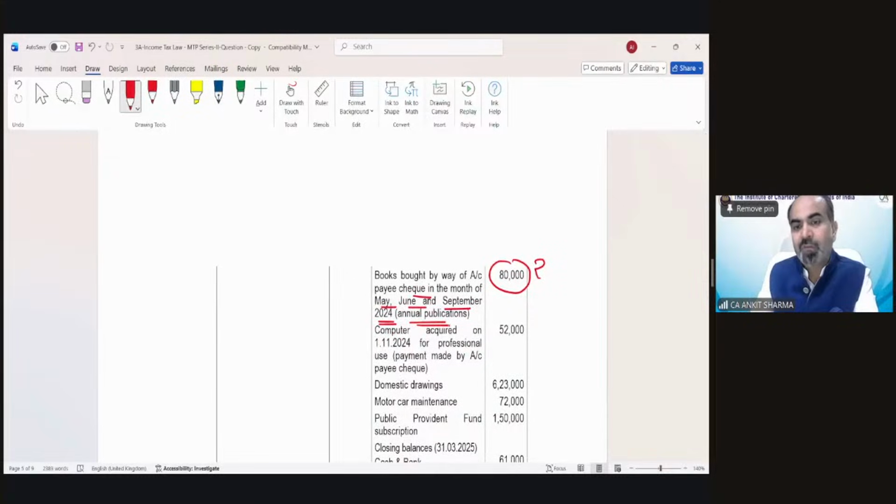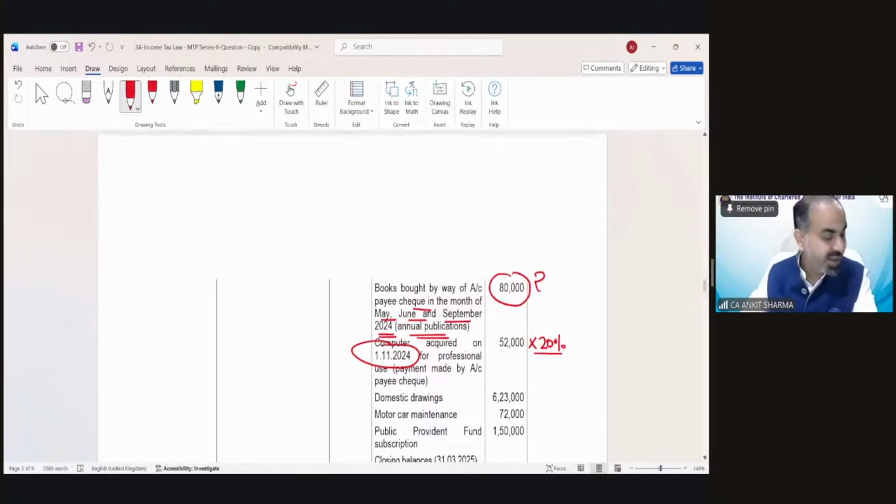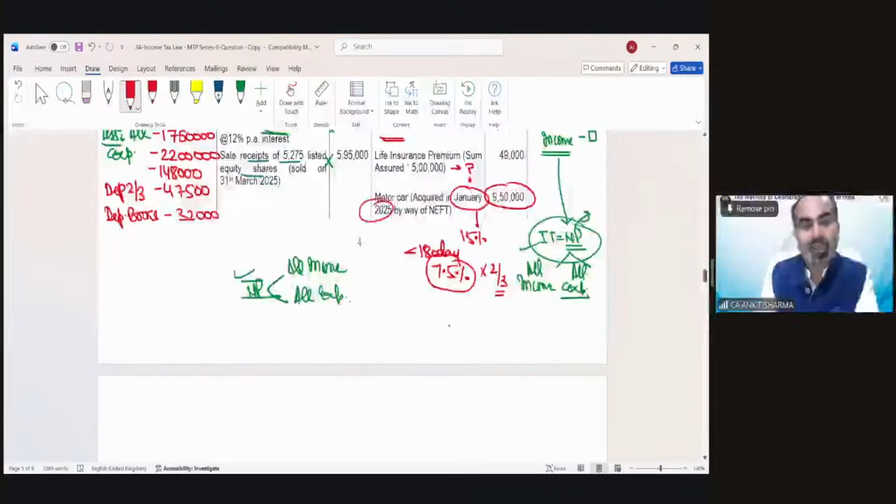Computer acquired on 1st November. And again, less than 180 days. So normal rate of computer is 40%, but we can claim only 20%. So that would result in 10,400 rupees.